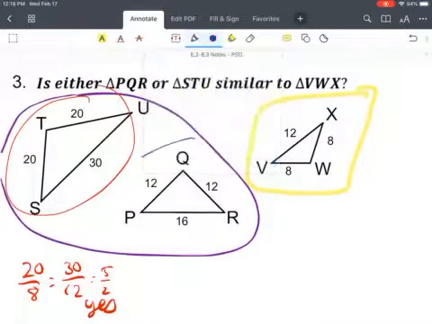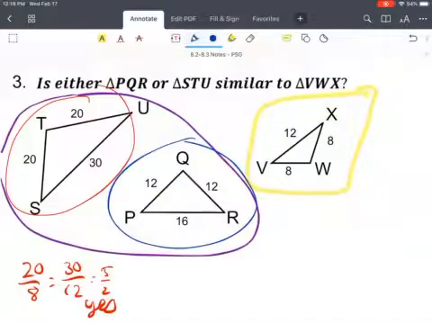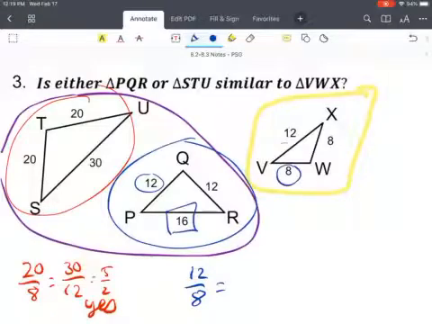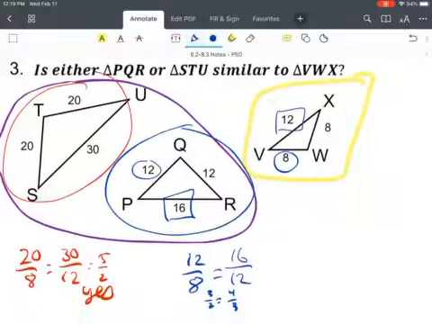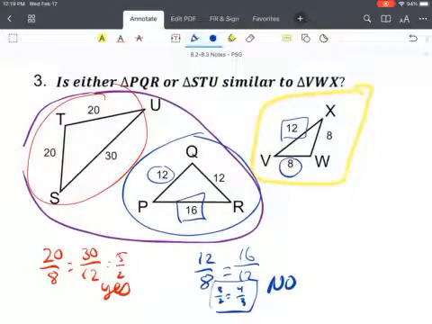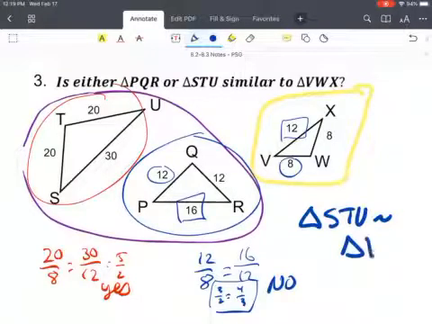What about the other one? Does 12 over 8, comparing 12 and 8, and then 16 over 12. And when I divide the first one by 4, I get 3 over 2. When I divide this one by 4, I get 4 over 3. And so the answer for those two is no, because they don't equal each other. So in this case, triangle STU is similar to triangle VWX.